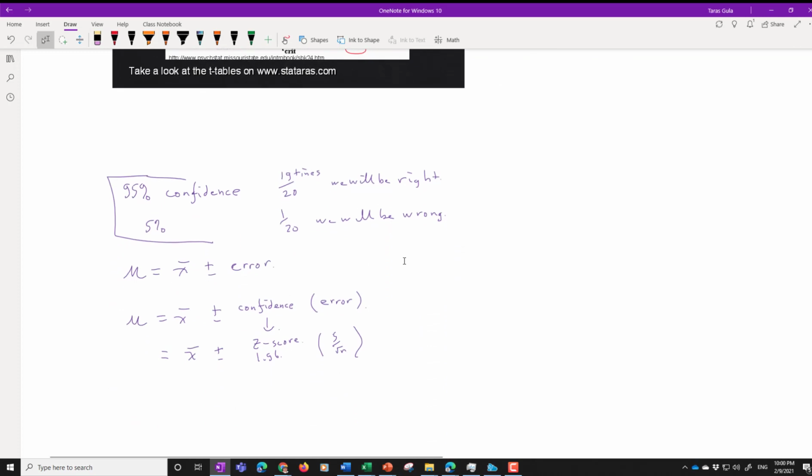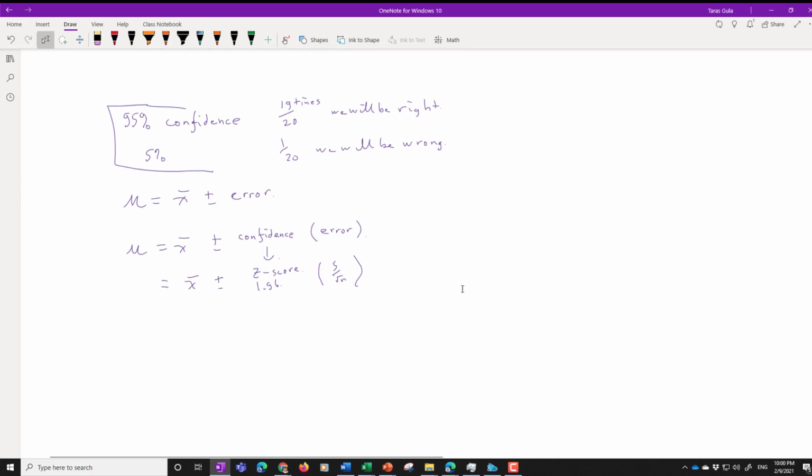Now, we know 95% confidence means 19 times out of 20 you're right, and 5% you're wrong. You see where it comes from, because you're taking a sample. You want to get something in the purple zone. You don't want to get something in what I call the weird zone, out in the extremities. So we started with mu equals x bar plus confidence times error. We went to x bar plus z score. And then finally, we end up with x bar plus or minus t times s over root n as the formula for the confidence interval.